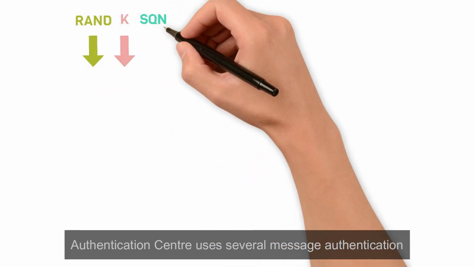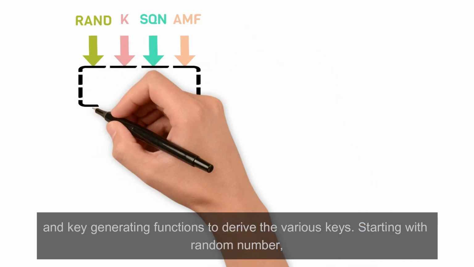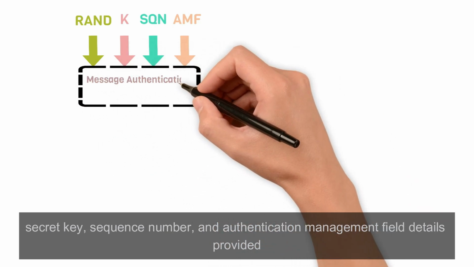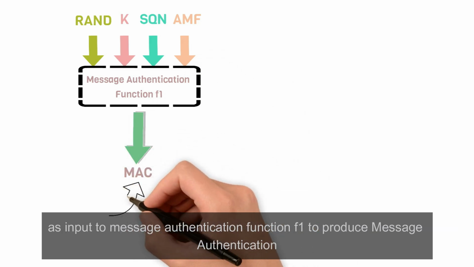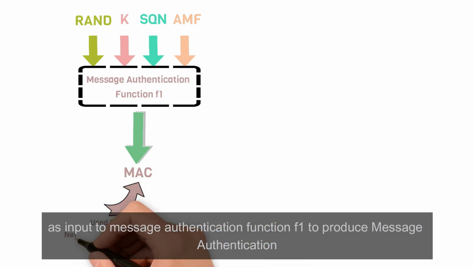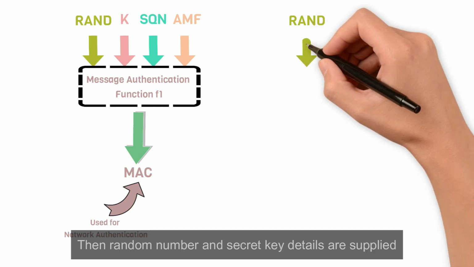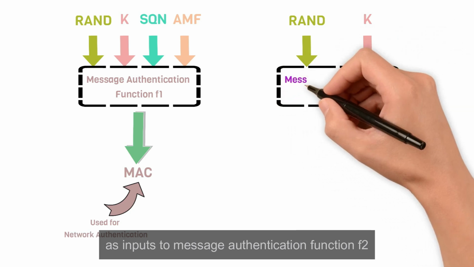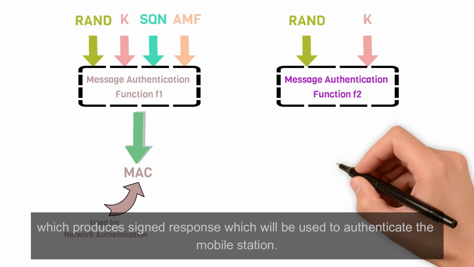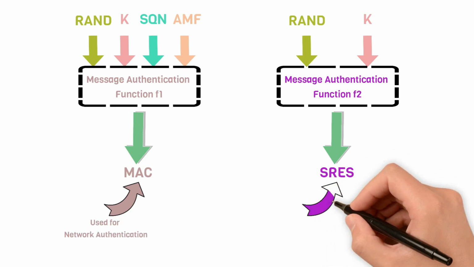The Authentication Center uses several message authentication and key generating functions to derive the various keys. Starting with the random number, secret key, sequence number, and authentication management field provided as input to message authentication function F1 to produce the message authentication code, which will be used for network authentication. Then the random number and secret key are supplied as inputs to message authentication function F2, which produces the signed response, which will be used to authenticate the mobile station.